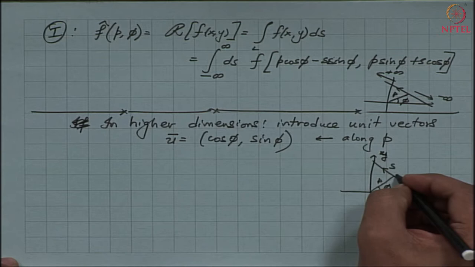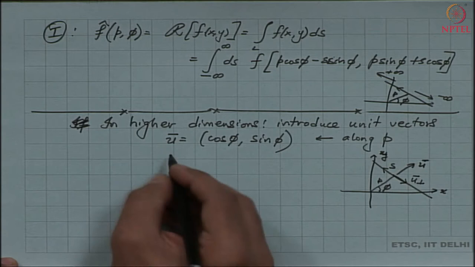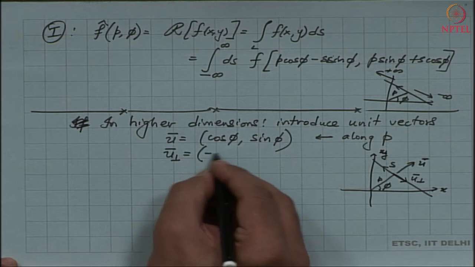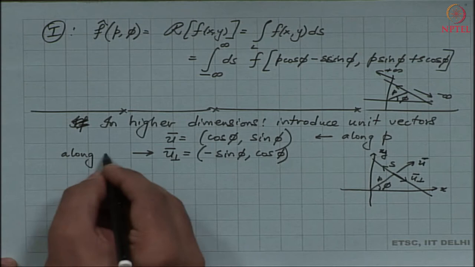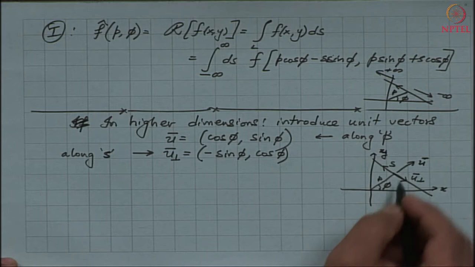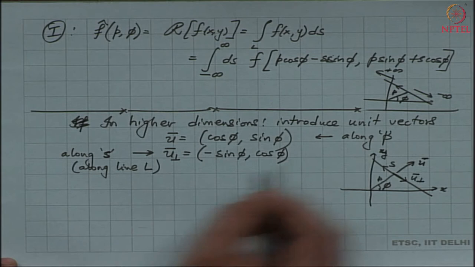Okay. And of course, my u perpendicular will be along this direction. So I define my u perpendicular as follows. My u perpendicular is negative sin phi comma cos phi. So the second vector, also a unit vector, is along the direction S. So we see that one of the vectors is along the direction P, and the second one is along the direction of the line, which is along S. So this is along the line L, and this is perpendicular to the line L.